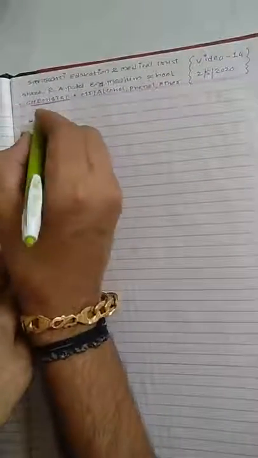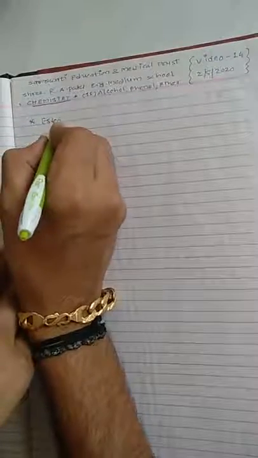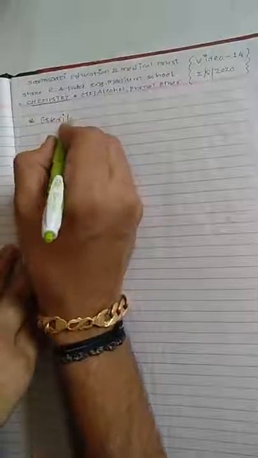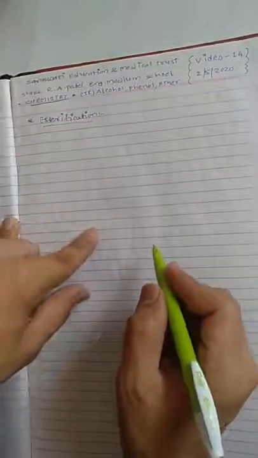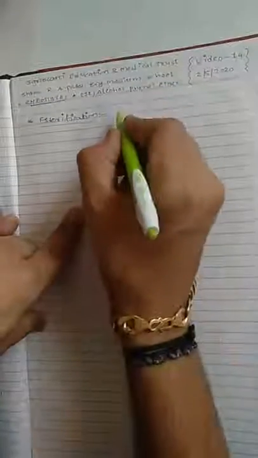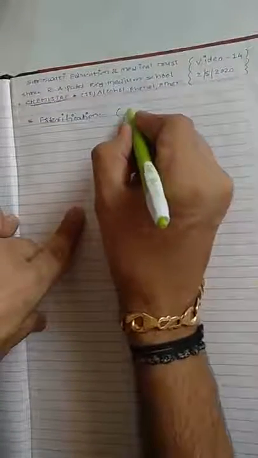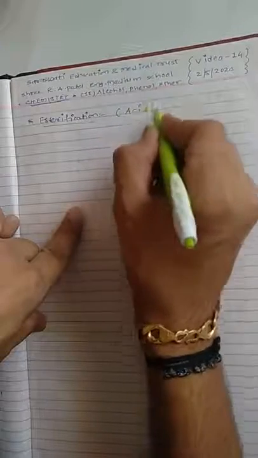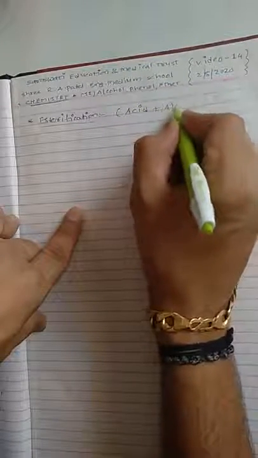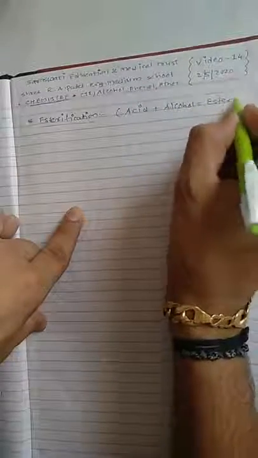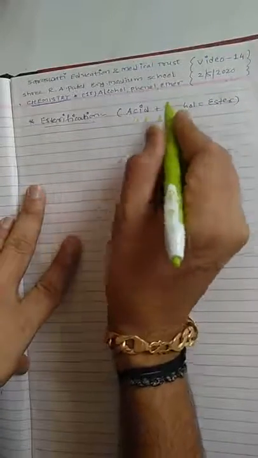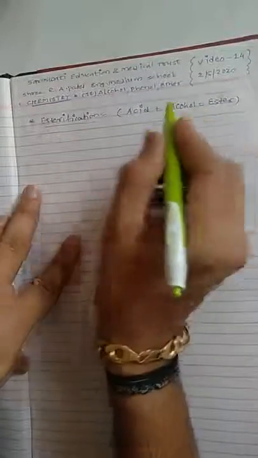So what do you mean by esterification? Esterification means formation of ester. So how should ester be formed? Here I will mention that acid plus alcohol will always give ester. Now we will check that alcohol and acid will give ester.